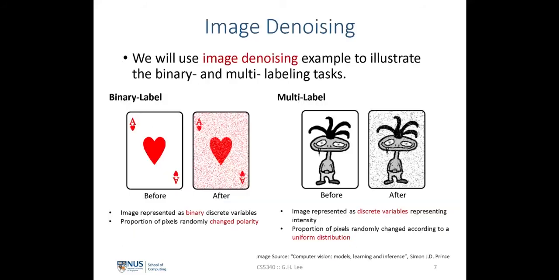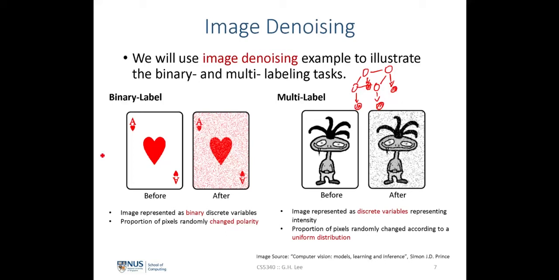Now, one of the examples that we have seen in the previous lecture, which can be modeled using the loopy graphical model that we have seen earlier, looks like this, the grid-like graphical model, where all the latent random variables form loopy grids that look something like this. So more specifically, the image denoising problem can be used to illustrate the binary and the multi-labeling task.